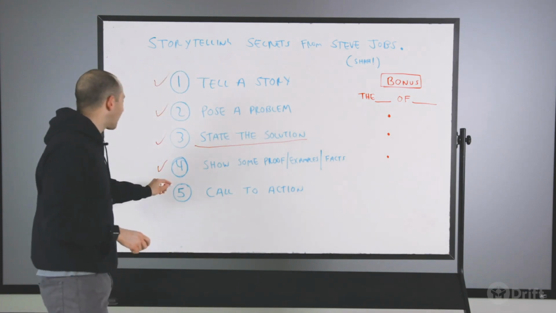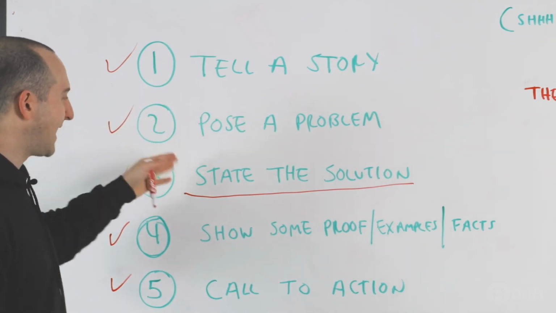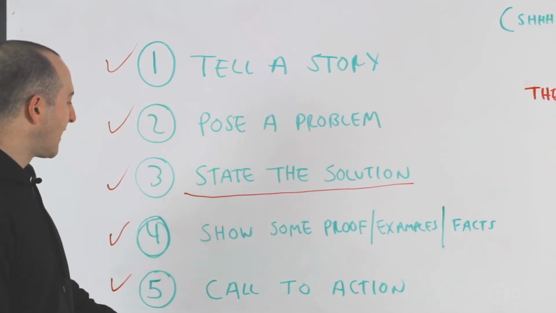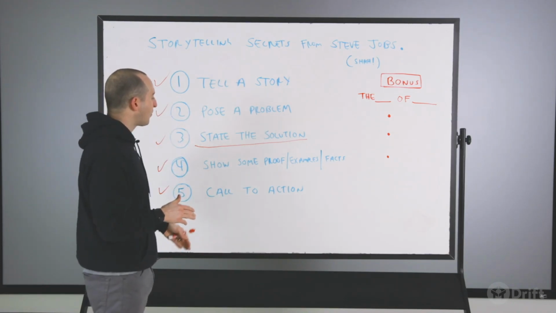So every time I create anything, I follow these 5 rules. Tell a story, pose a problem, state the solution, show some proof, and call to action. And what's really cool about this is you can apply this to all parts of your business.